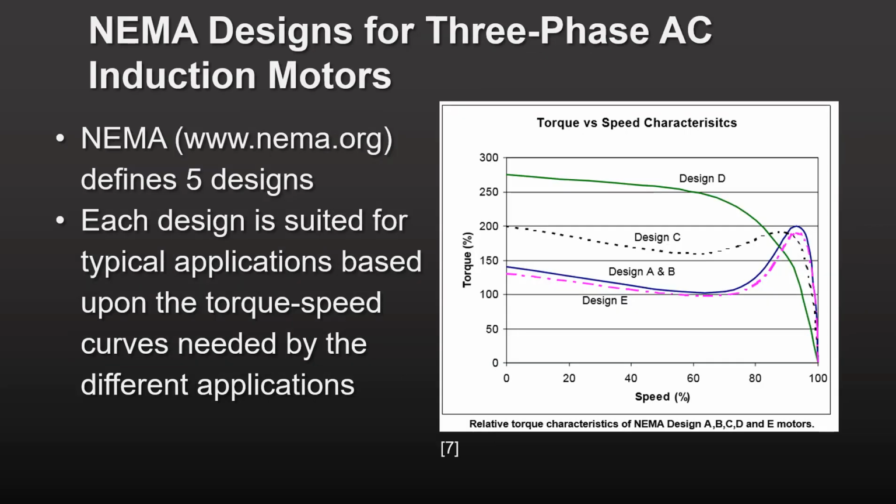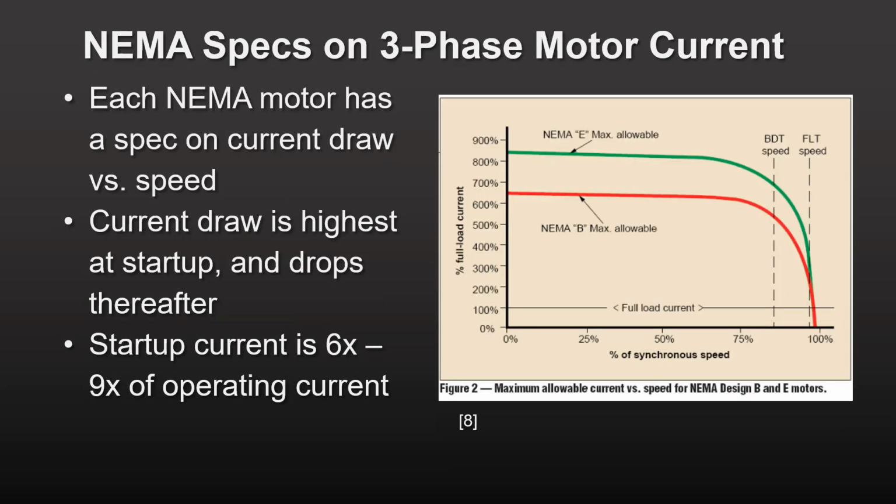The National Electrical Manufacturers Association, NEMA for short, defines three-phase AC motor designs based on the torque speed curves these motors exhibit and other operational characteristics. For example, you would want design D if you needed a very high startup torque, as motors of these type have much higher startup torque ratings than the other motors. Each type of NEMA motor has a specification on current draw.